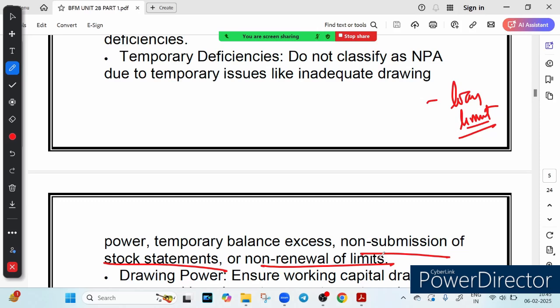So what is the golden rule? The golden rule is that if there are temporary issues, the loan should not be classified as NPA. Only actual non-recovery matters, right? That matters. So that is the point. That is what we have to know.